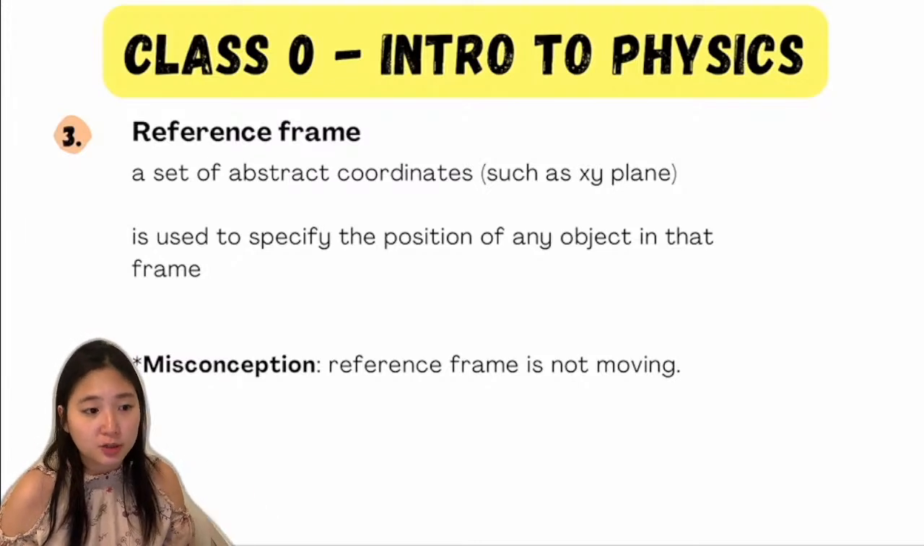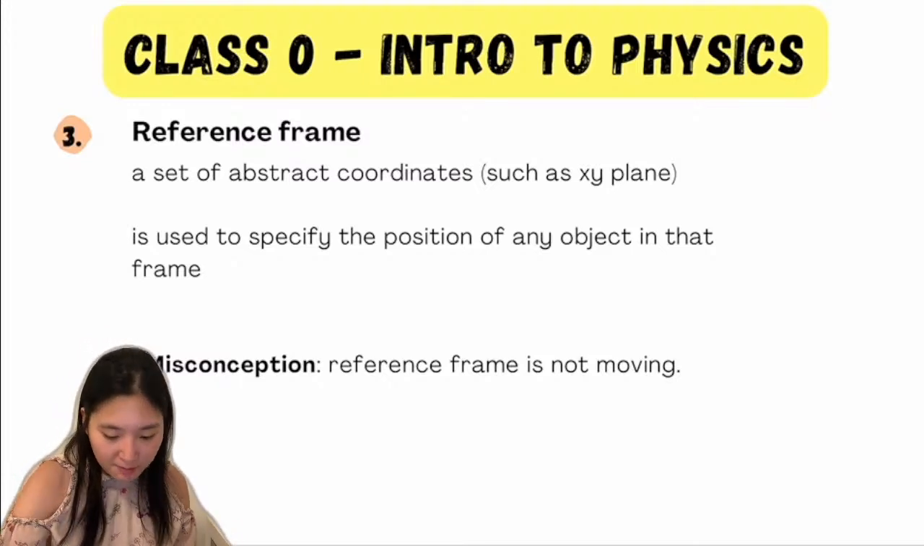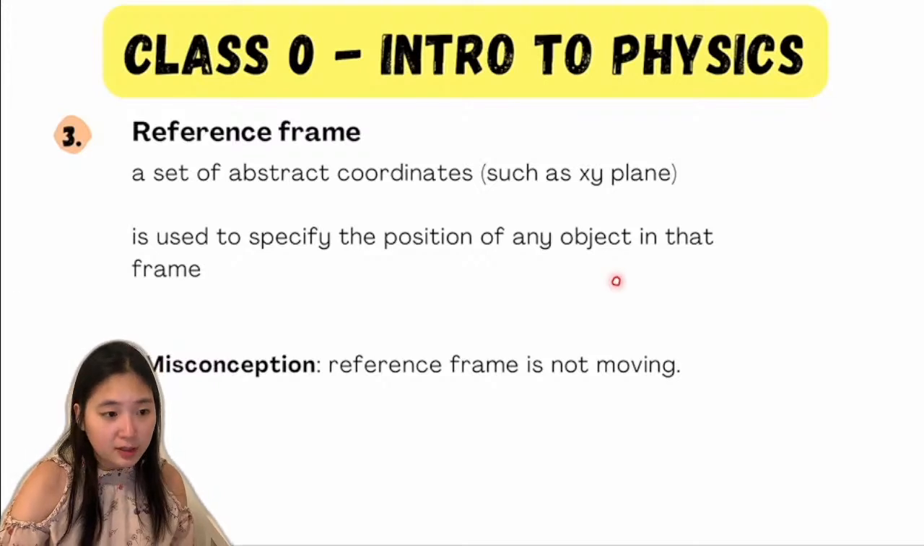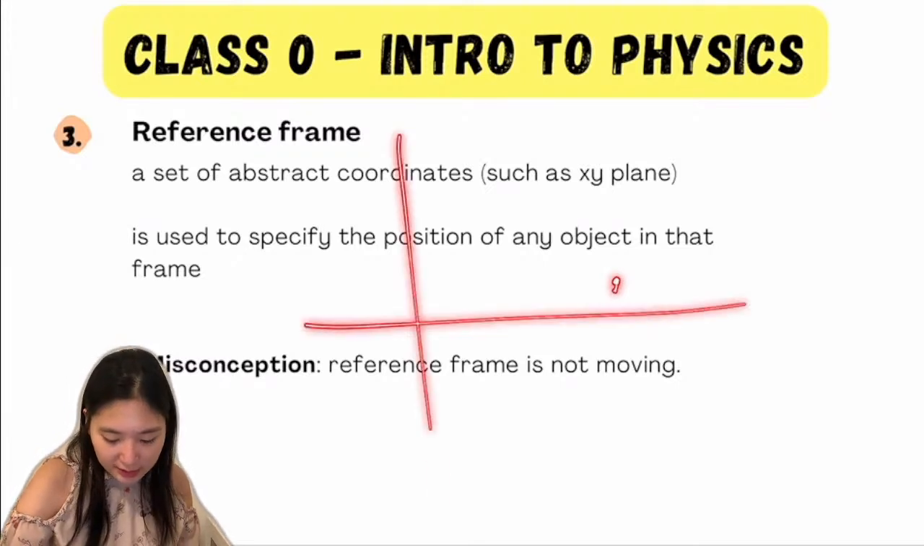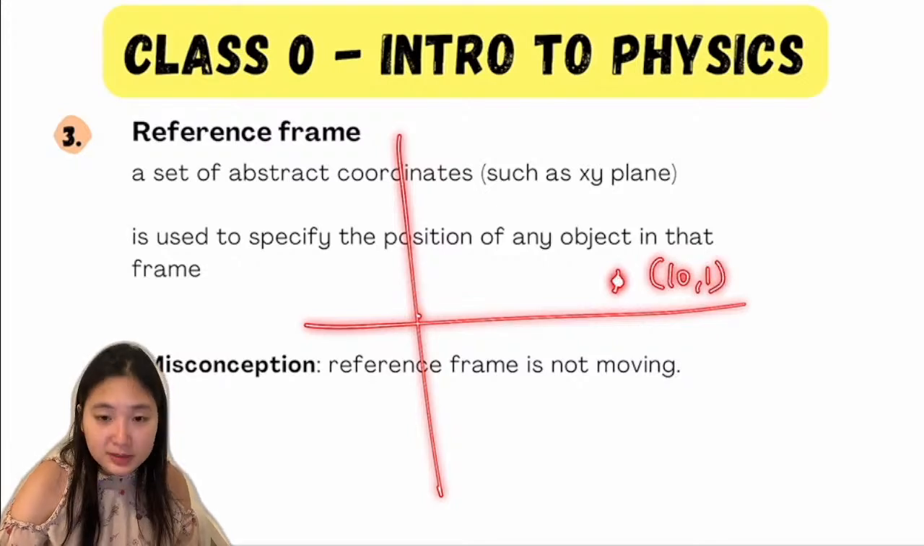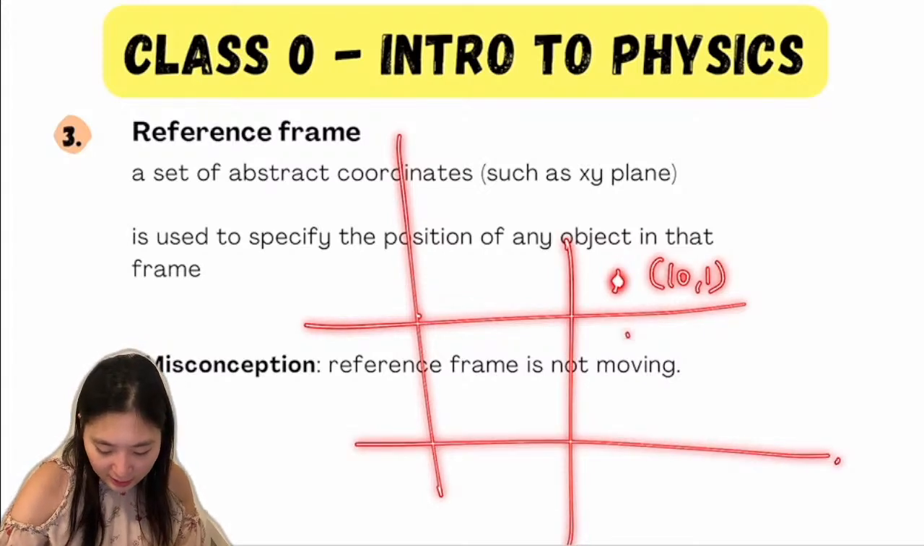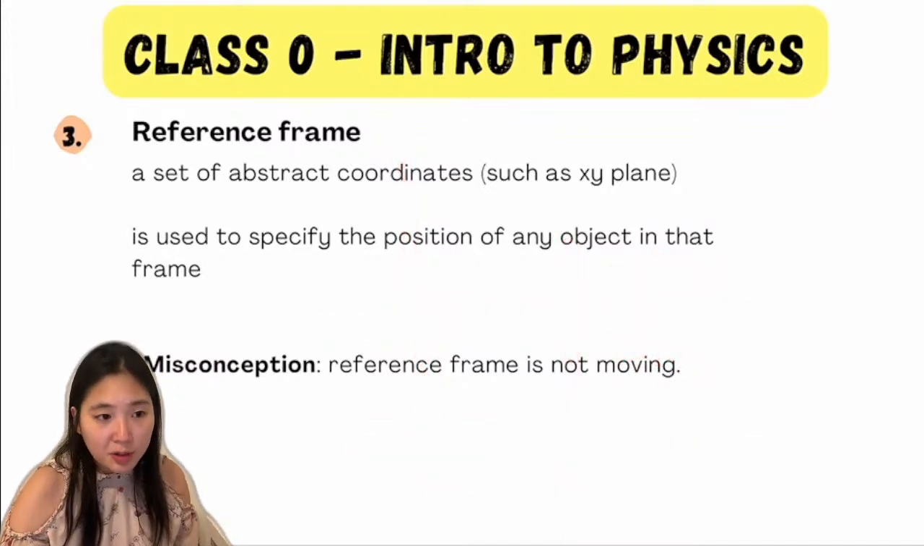Again, we only deal with two-dimensional problems in AP Physics 1, so it's not going to be x, y, z. And a reference frame is used to specify the position of any object in that frame. So again, what I mean by that is, I want to know the position of this object. Then how do I represent it? Then I need to have a reference frame to represent it. So let's say this is a reference frame I have. Then I can use, let's say, (10, 1) to represent the position of this object. Or if I have another reference frame like this, then this time I can use (1, 9) to represent its position. So that's what we mean by abstract coordinates, and you can arbitrarily set it.